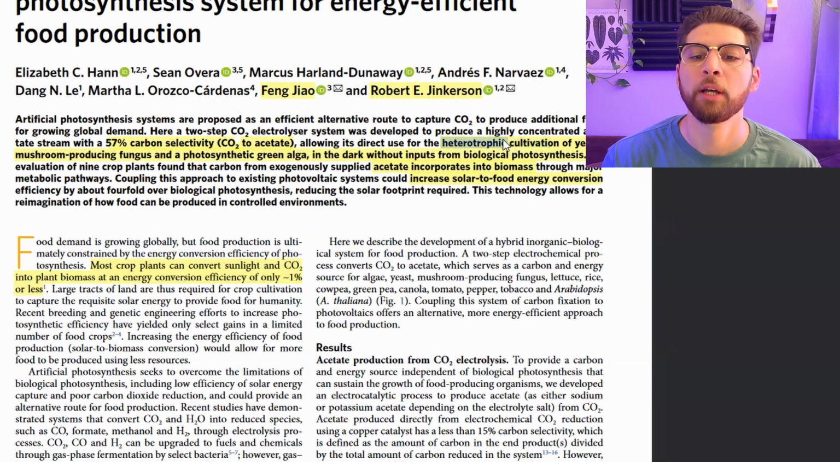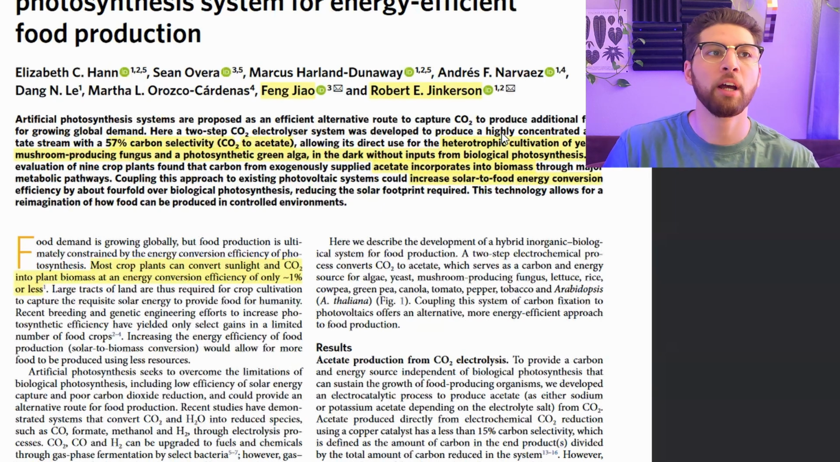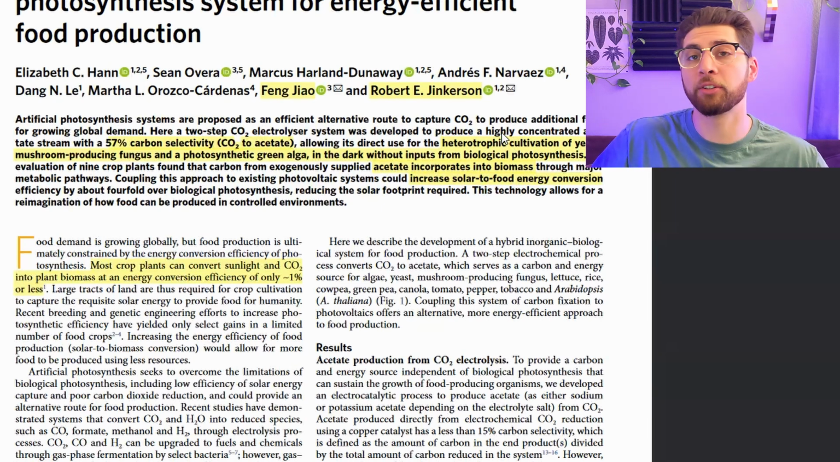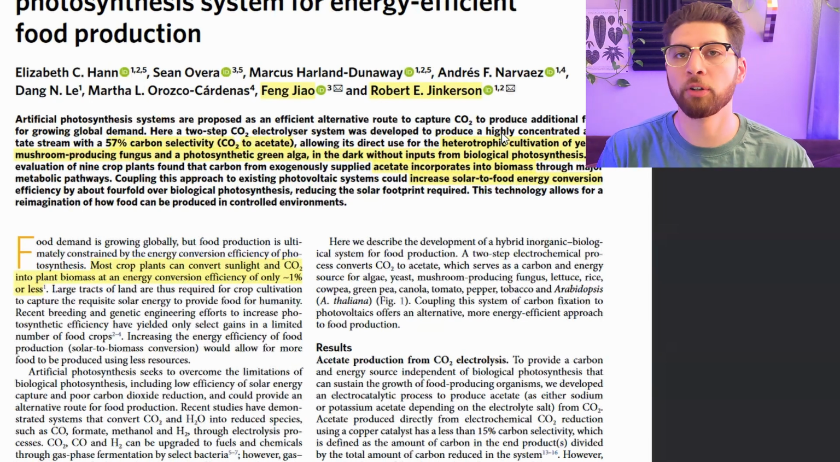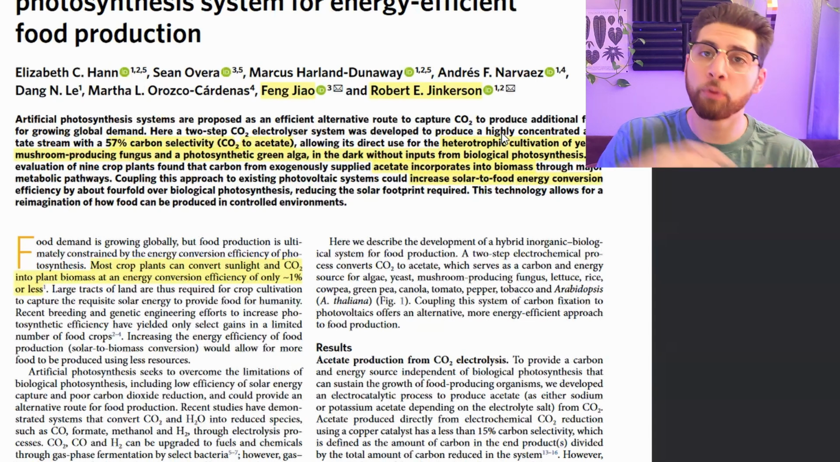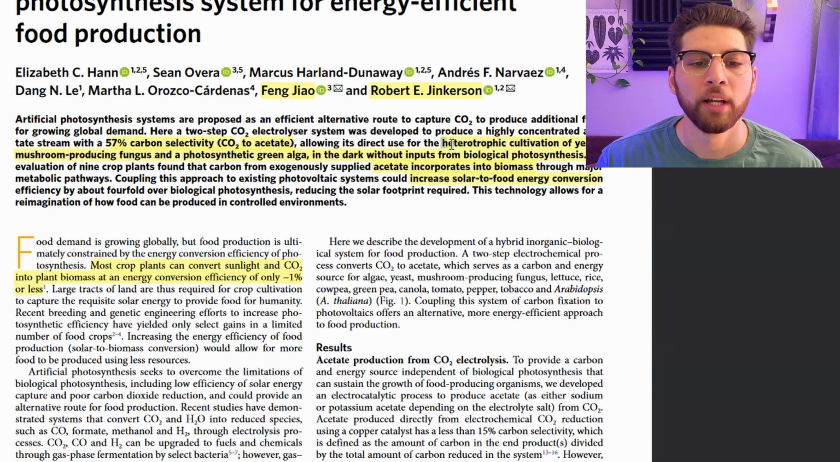So heterotrophic means that they're using some carbon source. They have to have some carbon source input, whereas autotrophic would mean they can produce their own carbon, right? So plants are photoautotrophic. They use light to make their own carbon sources, whereas heterotrophic, they need to be fed a carbon source. So we can force plants and algae to use a carbon source instead, and so we can grow them in a heterotrophic way. So here we're going to talk about heterotrophic cultivation of yeast, mushroom-producing fungus, which is always fun, photosynthetic green algae, in the dark without inputs from biological photosynthesis.